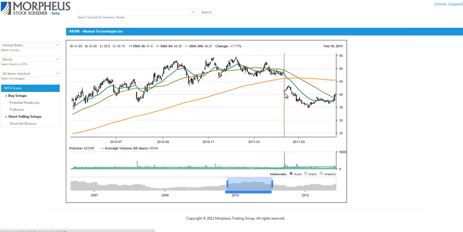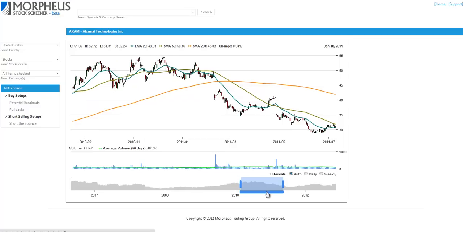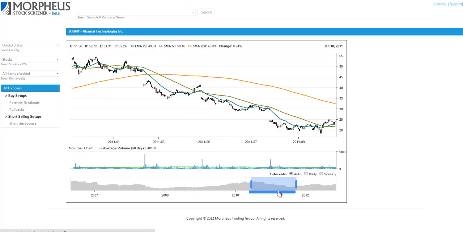And then on February 10th, AKAM gaps down below the 200-day moving average, the 20 crosses below the 200, and then the 50 crosses below a little bit later on March 2nd. So now we have a stock that is trending in the wrong direction as far as the moving averages are concerned. And you can see it roll over here and continue to sell off with all three moving averages pointing in the wrong direction. This is exactly what we do not want to see when we're buying stocks.